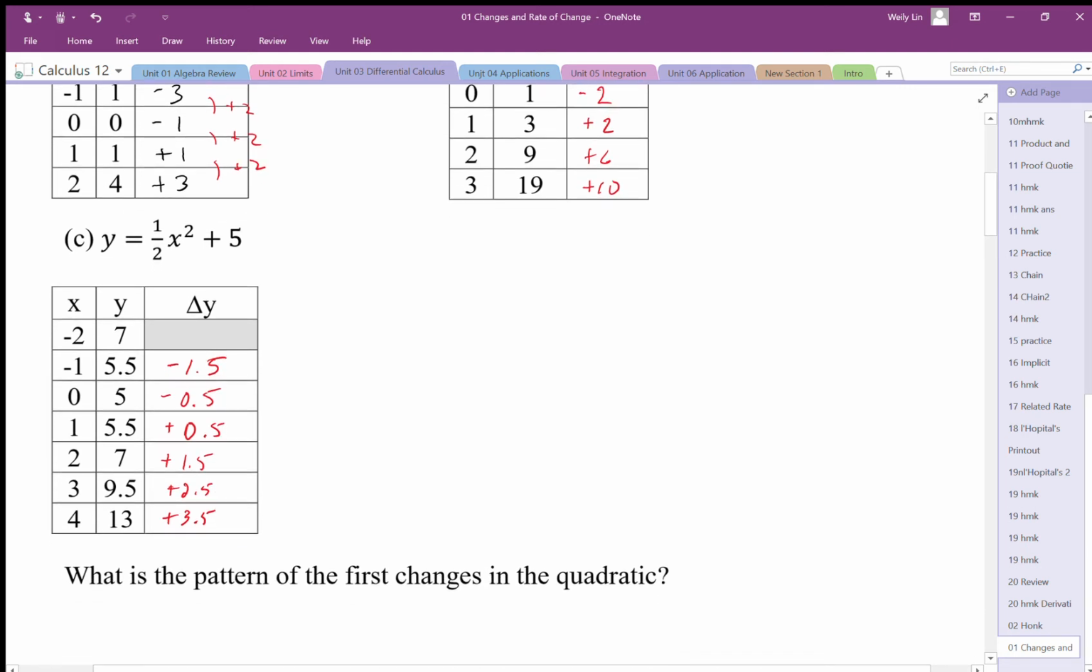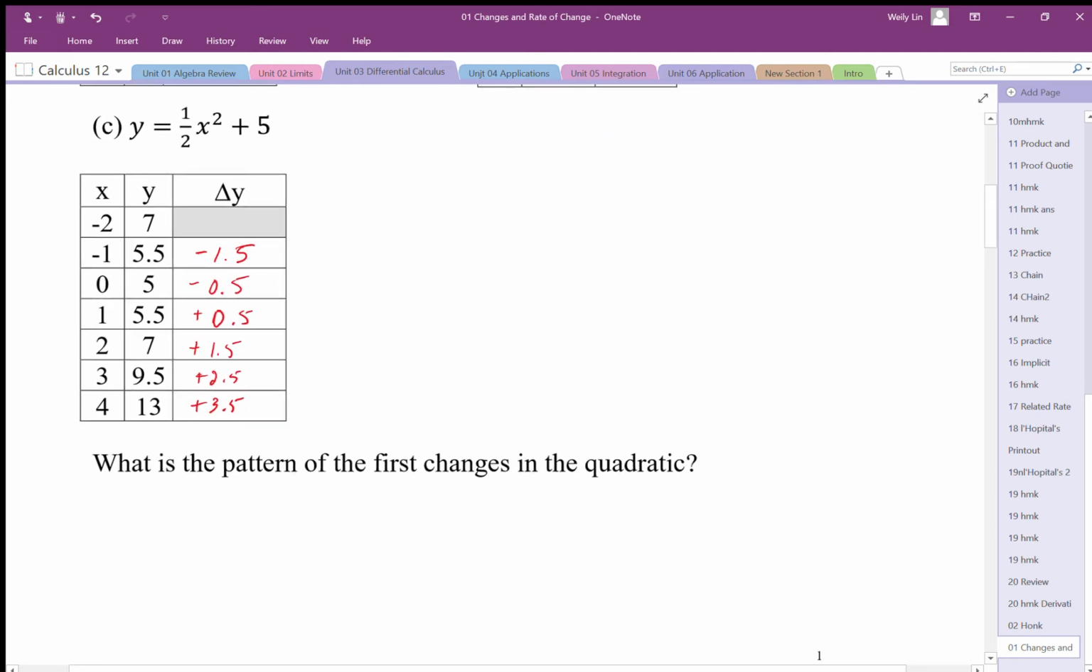So what we can say about the first change of the quadratic, and we're going to look at second changes as well, but for now we're just going to talk about the first change. The first changes in quadratics, the first layer of changes, is a linear pattern. So they are linear. That's important. We're going from a quadratic, and maybe I'll write it out this way: we have a quadratic, and the changes are linear.